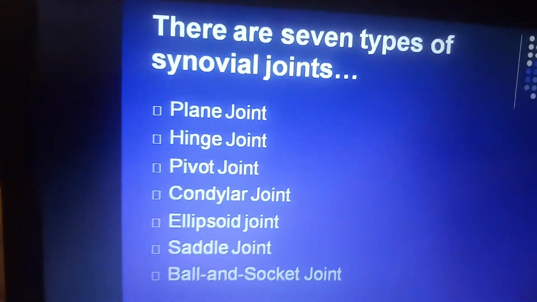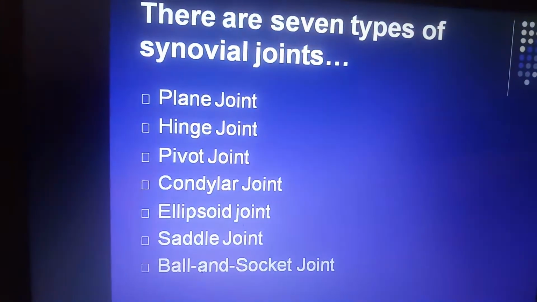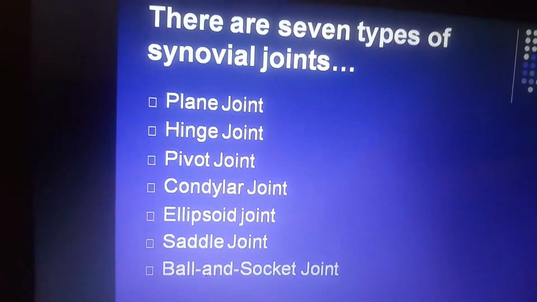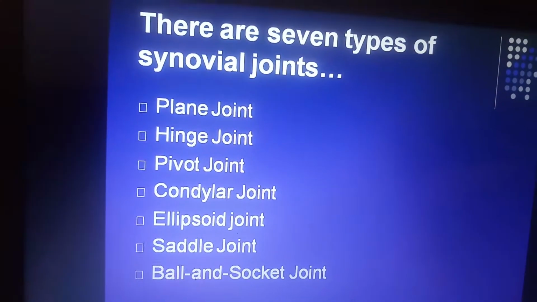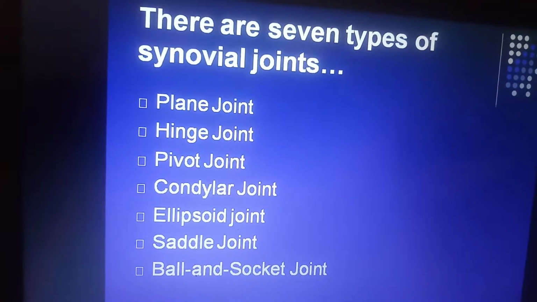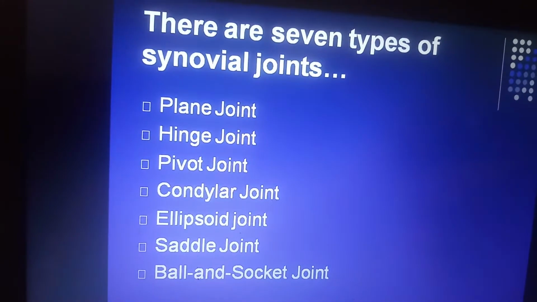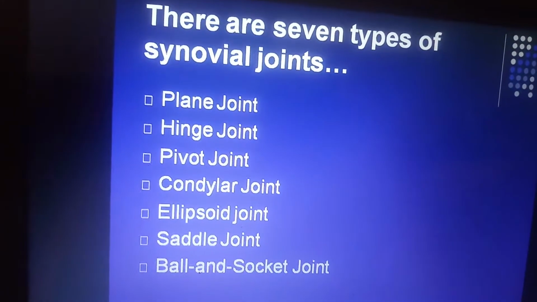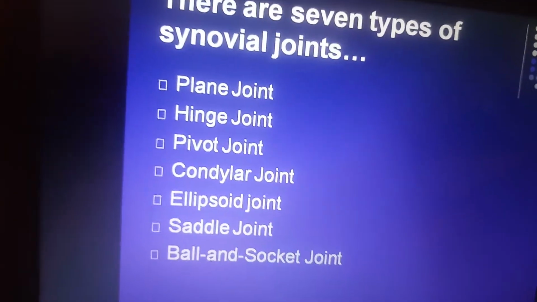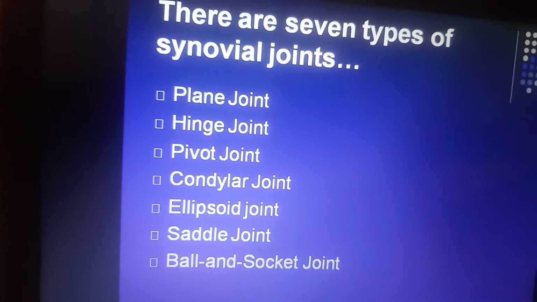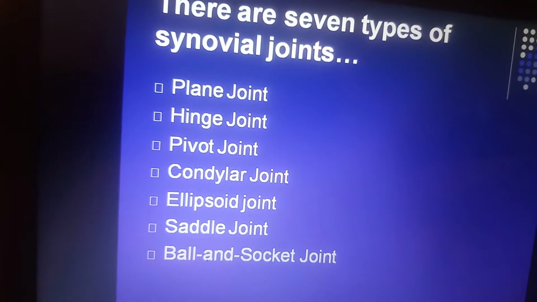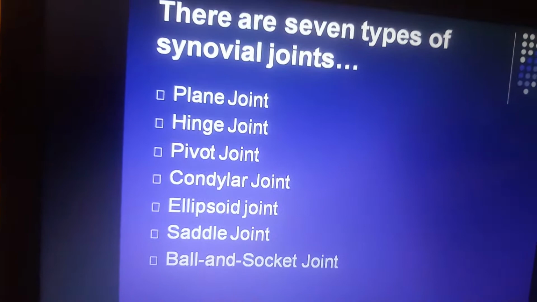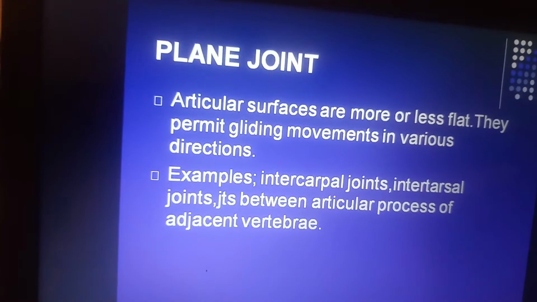Now we will discuss the types of the synovial joints. There are almost 7 types of synovial joints, which are plane joints, hinge joints, pivot joint, condylar joint, ellipsoid joint, saddle joint, and ball and socket joints. We will discuss all these types one by one.